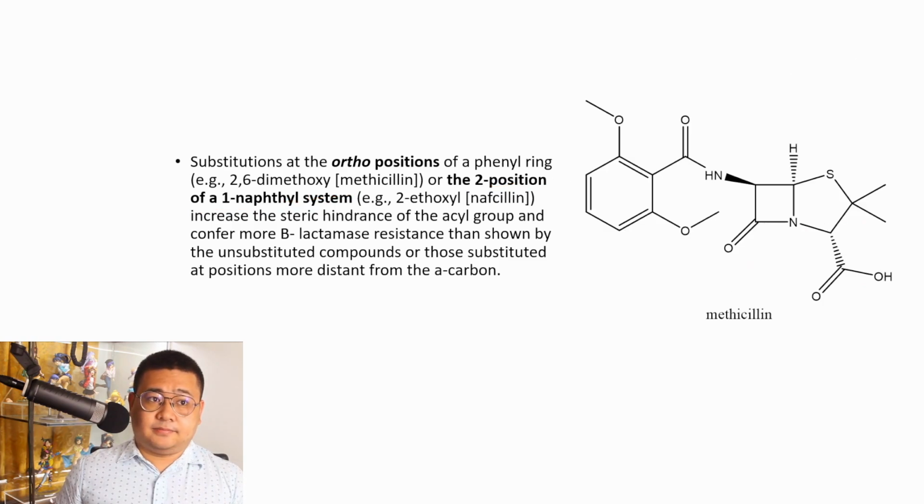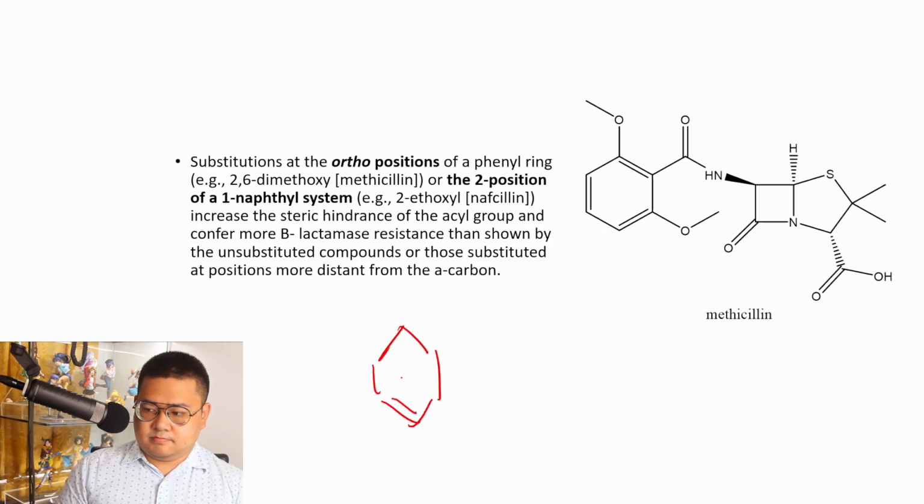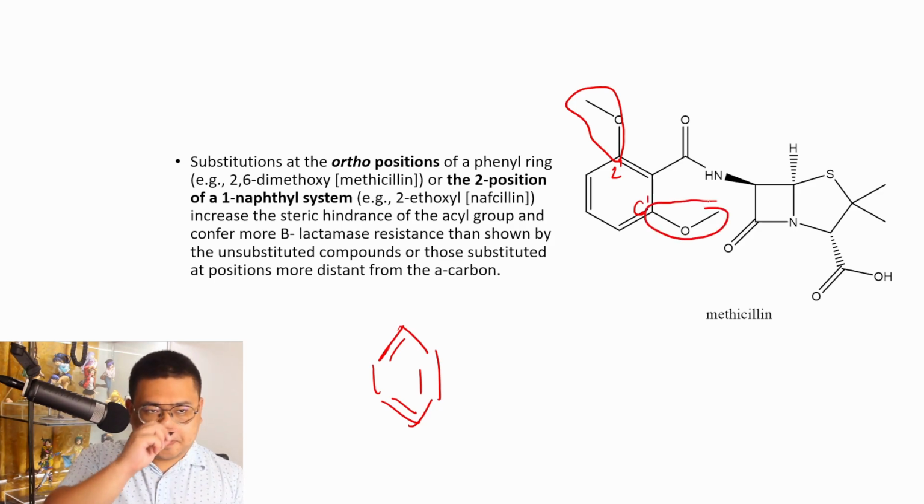Let's take a look at methicillin. So instead here, if you compare it to the previous structure, this is a phenyl ring. So phenyl is simply this one. Benzyl. Okay. So ortho, meaning 2 and 6, also increases the steric hindrance and gives it more resistance to beta-lactamase.